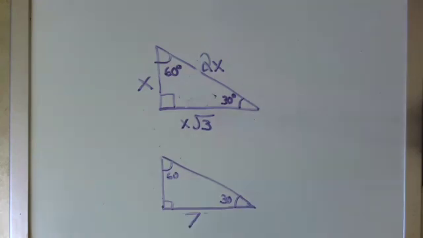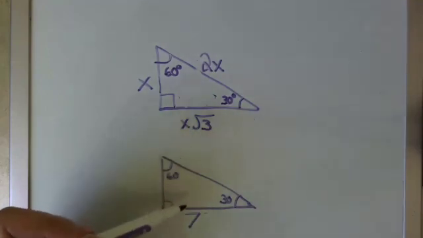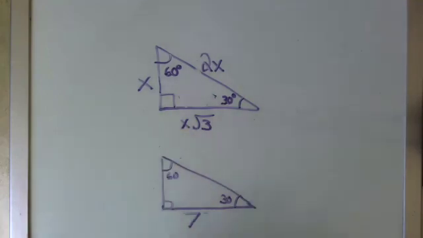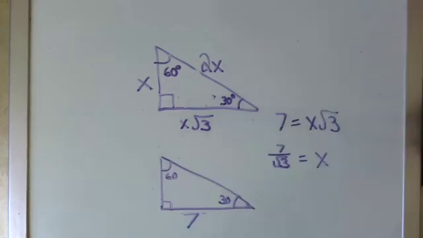Let's take a look. So let's say instead we're given that the side opposite 60 is 7, and you're like, I don't know what to do with that. Here's what to do with it. Same thing, set it equal to x root 3 and solve. So that would look like this. Okay, 7 equals x root 3. We want the x by itself, so that means opposite operations. We divide both sides by root 3. So 7 over root 3 equals x.